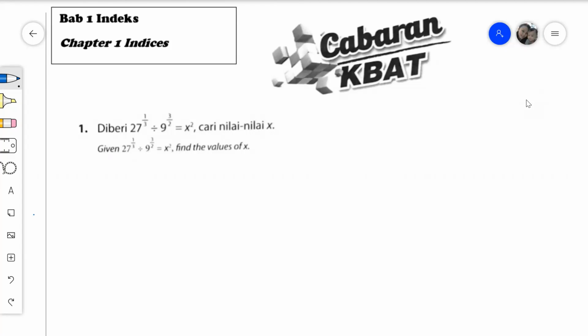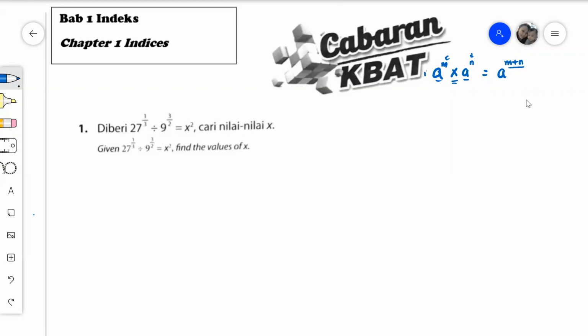So let's start. The first law of indices is the law on the product, a to the power of m times a to the power of n. Okay, we will get a to the power of m plus n. When we have the same base with different index and it has to be a multiplication, then we add the index.